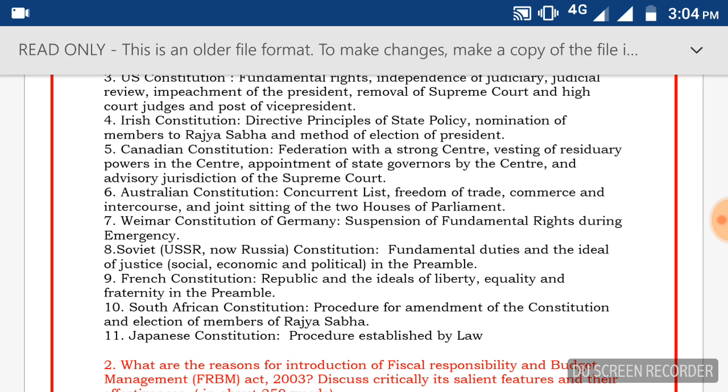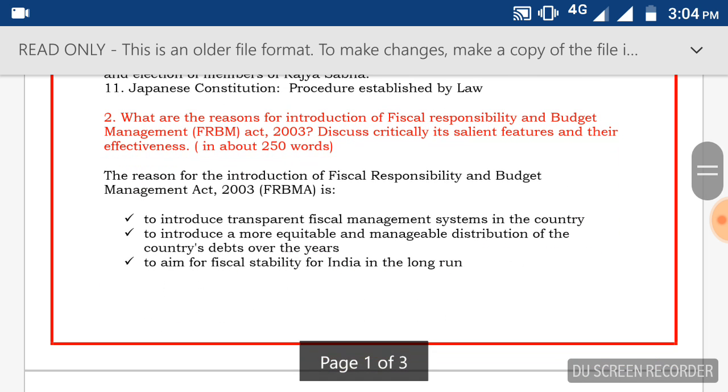So we have copied the procedure for amendment of the constitution and election of members of Rajya Sabha. And from the Japanese constitution we have copied procedure established by law. The second question was, what was the reason for introduction of the Fiscal Responsibility and Budget Management, that is the FRBM Act 2003, and discuss critically its salient features and their effectiveness.